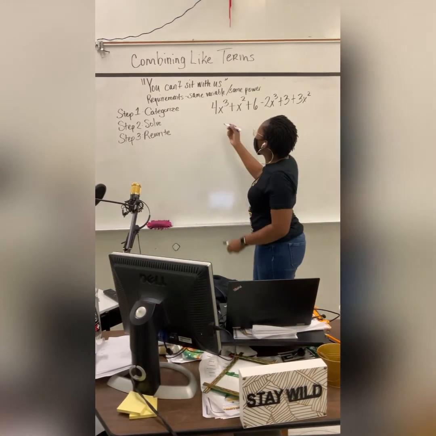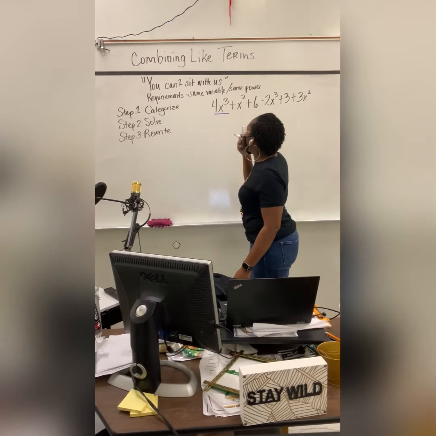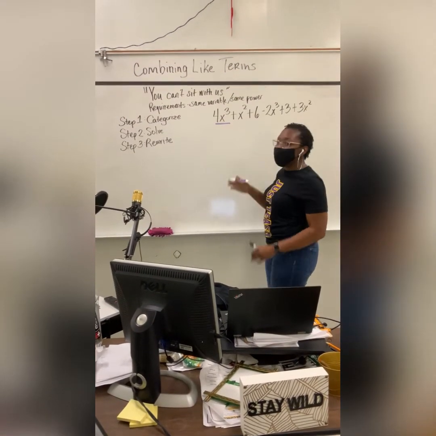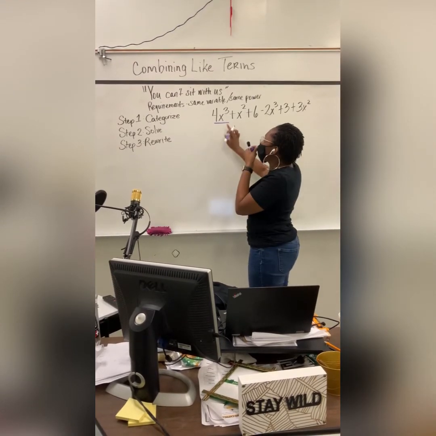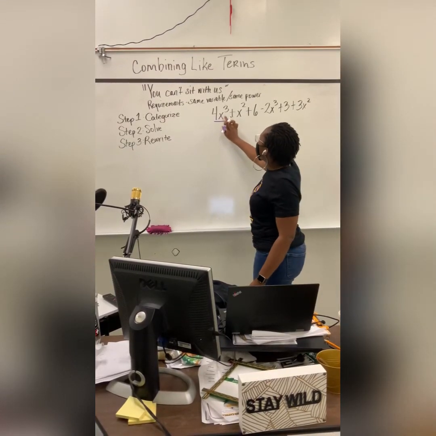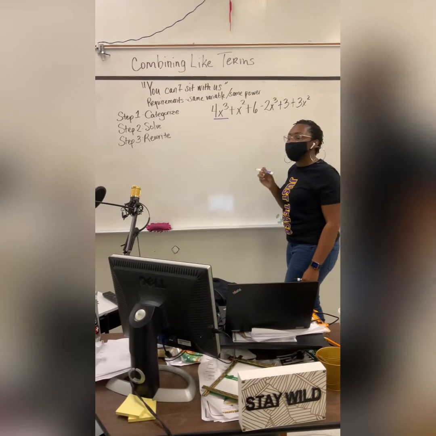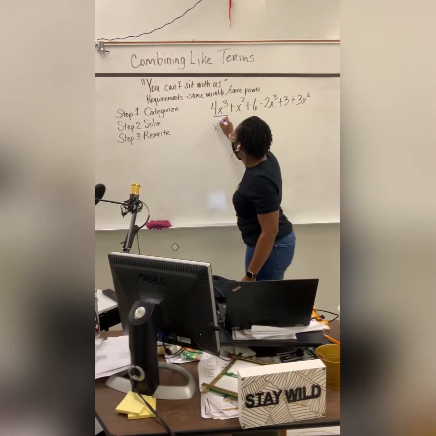So the first term we have here is 4x to the third. This 4 is called a coefficient. Right now we're going to leave the coefficient over there and just focus on the end. So we've got x to the third. Since we have x to the third, we're going to go ahead and make a group for that.